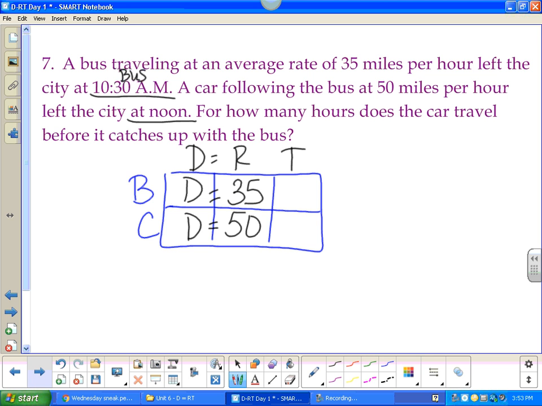Well, the bus got an hour and a half head start. An hour and a half. So this would be T plus 1.5. And this would be T.